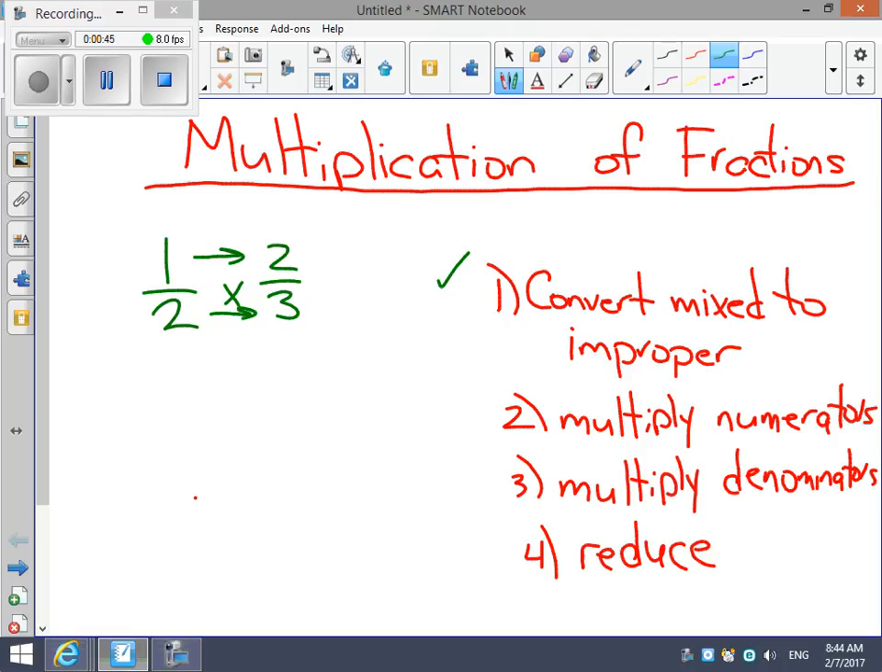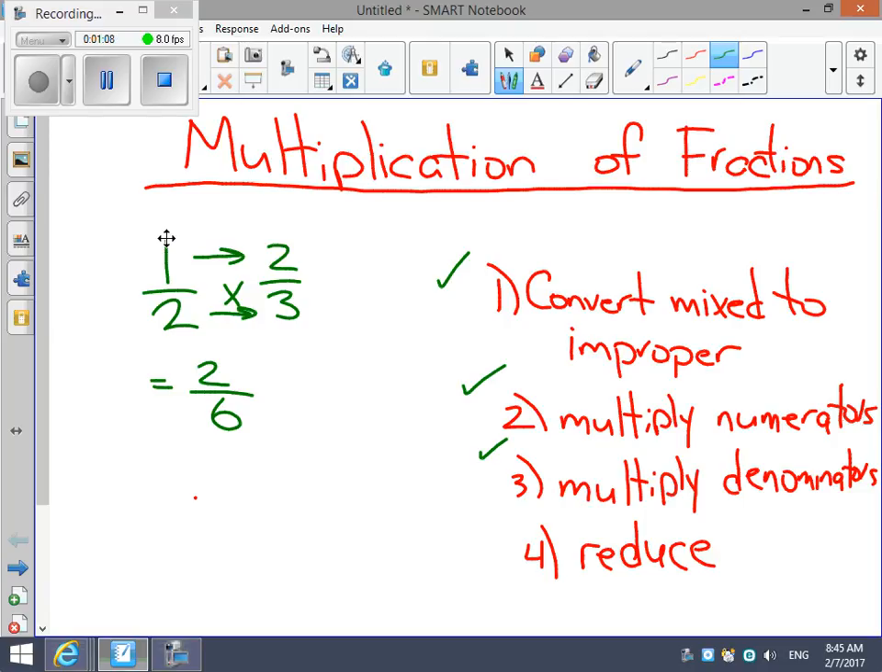So really this is 1 times 2, and that equals 2, and this is 2 times 3, which equals 6. So we've now multiplied our numerators and our denominators, but we have to reduce. Reduce means to look at your final answer and see if there is a factor of both the numerator and denominator to make this a smaller fraction.